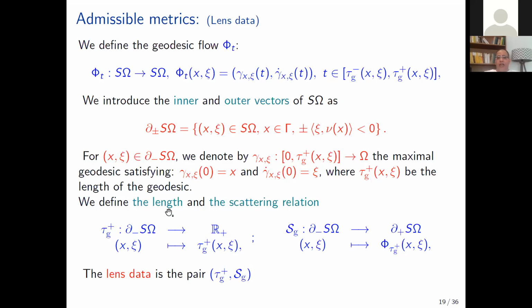Then we define the length, the arc length, or the scattering relation by this function. So tau plus is the travel time for the geodesic between two points in the boundary. And the scattering relation is just the geodesic flow at tau plus. tau plus is the travel time. And the pair tau plus and the scattering relation is the lens data.